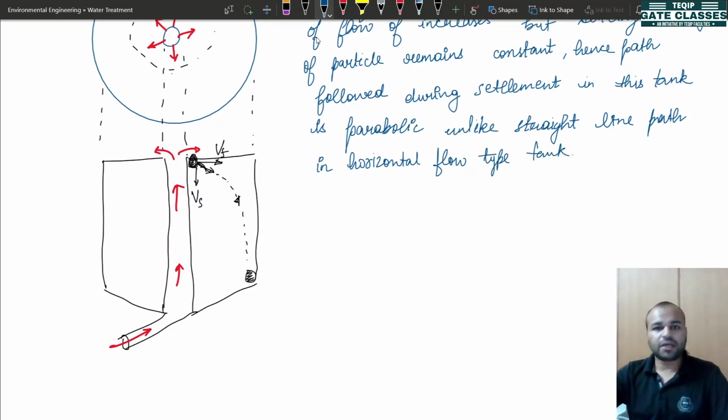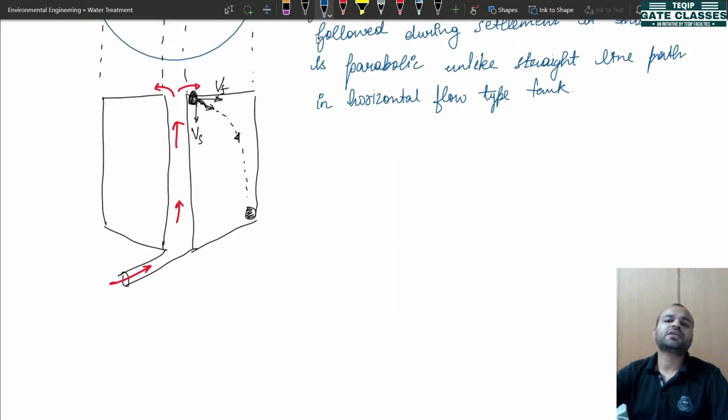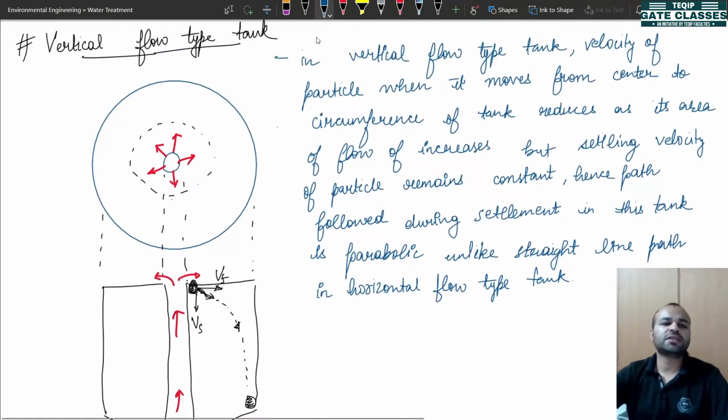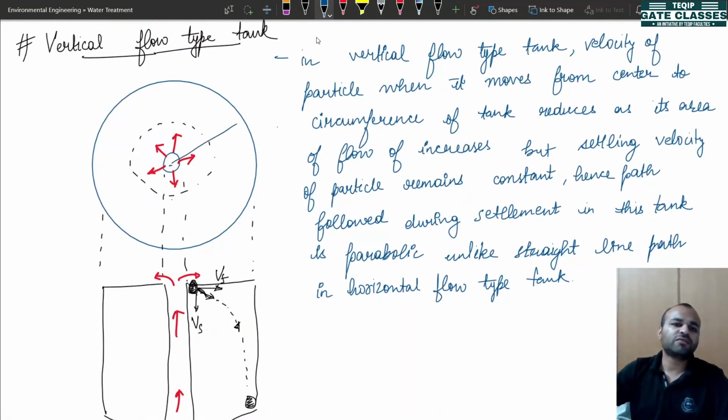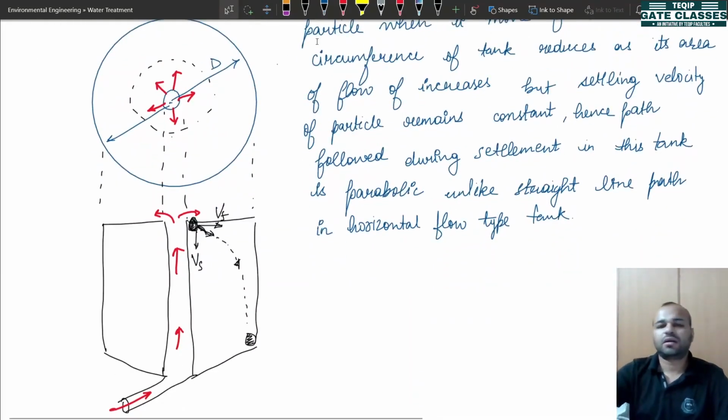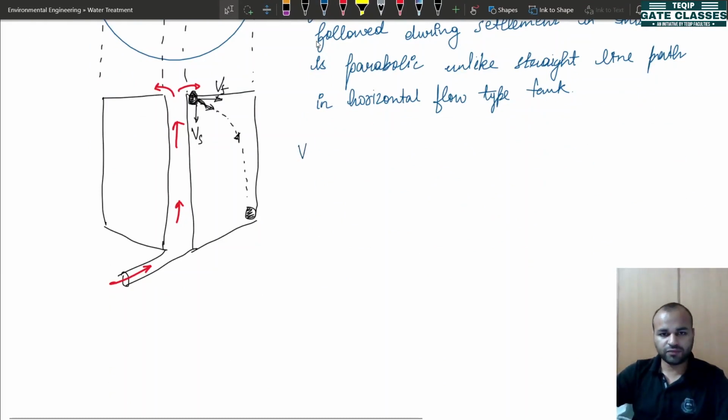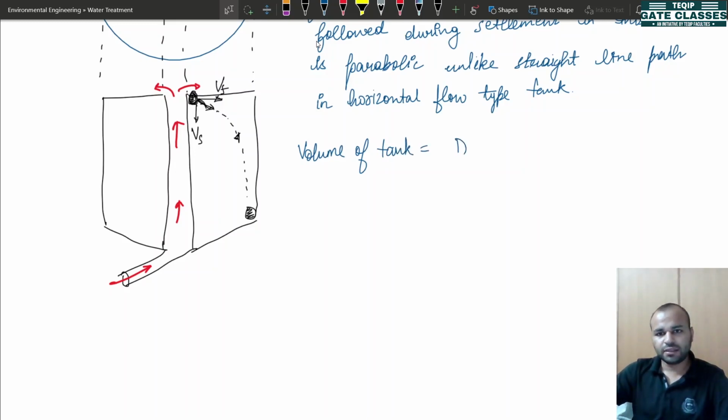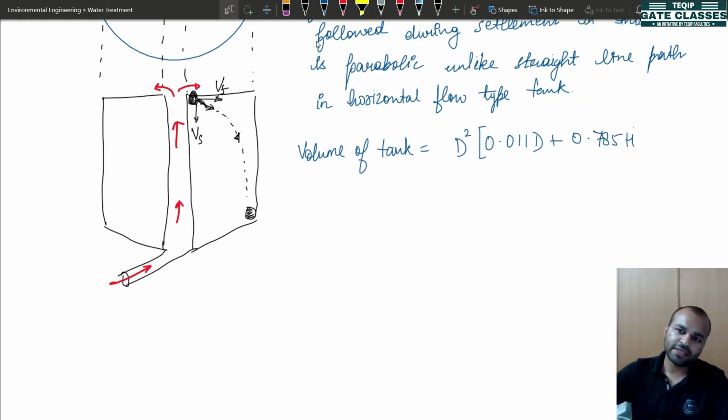Now, to calculate the various dimensions, you first need to know the diameter of this tank. To know the diameter, we have an empirical relation. Let me write it down. The volume of the tank is computed as d square multiplied by (0.011d plus 0.785h).